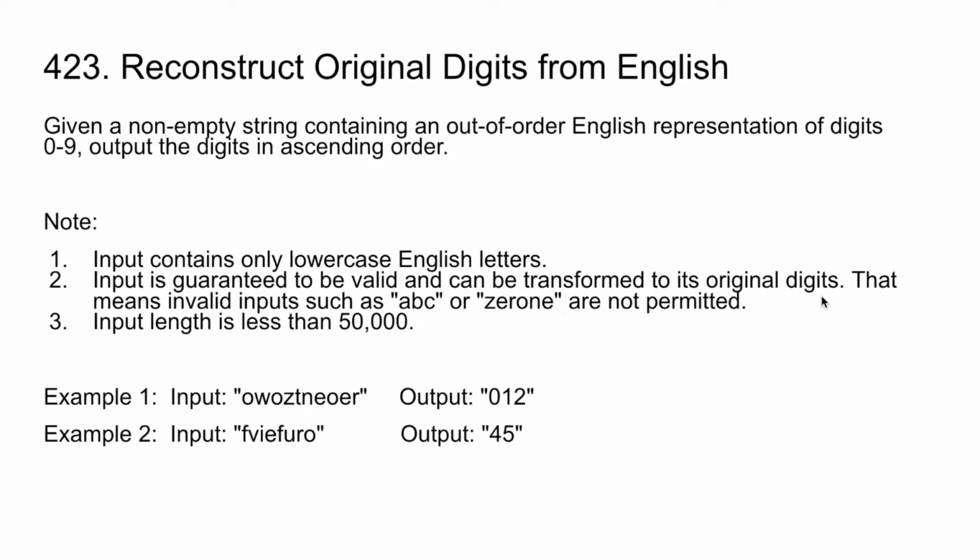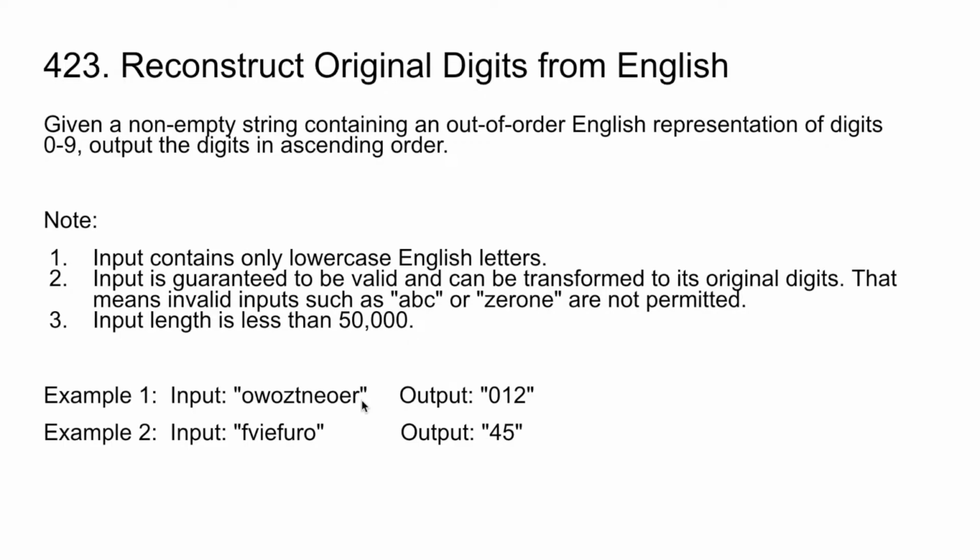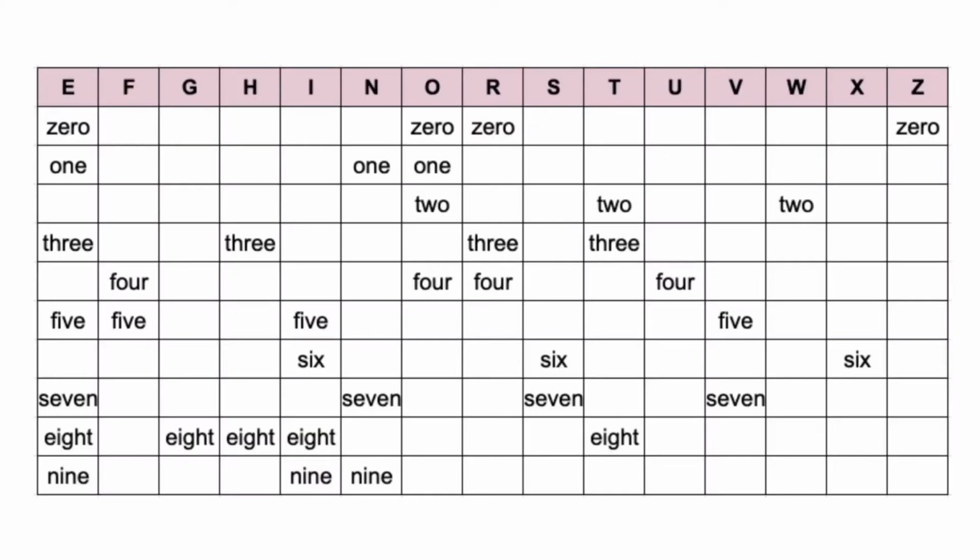That means invalid inputs such as ABC or zerone are not permitted. Input length is less than 50,000. Example 1. This input is 012 shuffled in random order. Output 012. Example 2. This input is 45 shuffled in random order. Output 45.